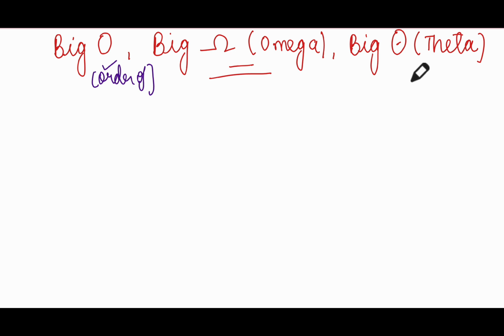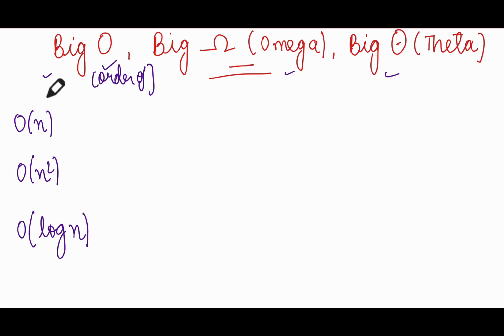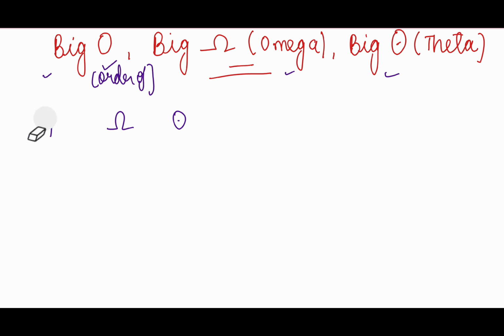Any algorithm is given three notations: big O, big omega, and big theta, and we'll be discussing them in detail in this video. You would have seen that in most cases we see big O, for example O(n), or you would have seen O(n square) or O(log n). Similarly, just like O, there are omega as well and theta as well. Let's discuss what all these things are in full detail.